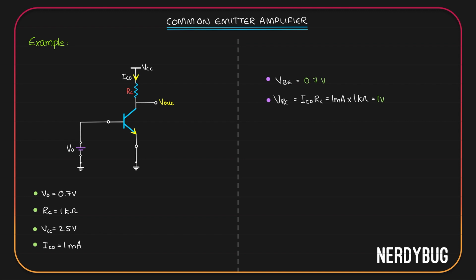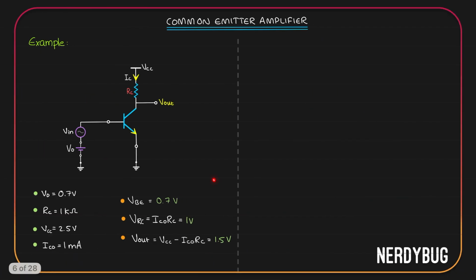The next thing I want to find out is the value of the output voltage. For that, I am going to use KVL because I have been given VCC over here. Out of that, IC naught RC will be dropped across the resistor RC and I will get the rest at the output. So using KVL, V output will be VCC minus IC naught RC. I have all the values. VCC is 2.5 volt. IC naught RC, we already found, is 1 volt. So the output voltage is going to be 1.5 volt. Now let's keep all these values aside.